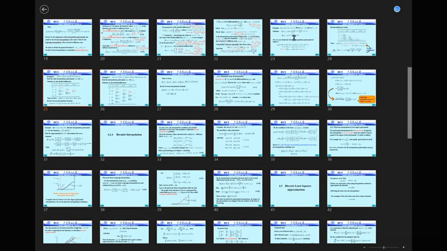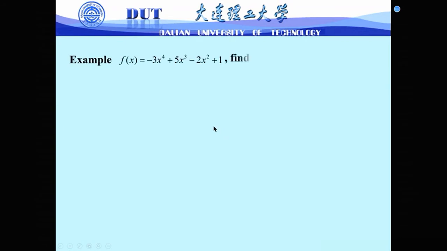Okay, let's come back to the first example. Now, the first example, we choose a function f(x) equal to minus 3x^4 plus 5 multiply x cubic minus 2 times x squared plus 1. Now, we need to find the divided difference. You see how many nodes? 2 power 0, 2 power 1 and 2 power 2, 2 power 4. So, 0, 1, 2, 4. We have 5 nodes.